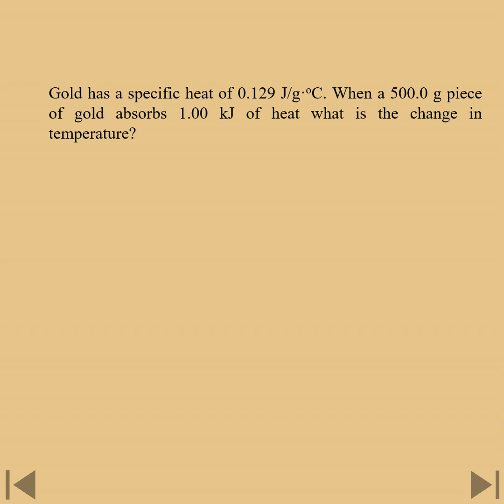Okay, next we're told gold has a specific heat of 0.129 joules per gram degrees C. When a 500 gram piece of gold absorbs 1 kilojoule of heat, what is the change in temperature? Okay, again, let's reach for our primary equation. Q is equal to lowercase m, lowercase c, delta T. You know, if you started with Q equals big C delta T and then recognize big C is little m times little c, we'd get to the same place. And now what are we after? What is the change in temperature? So we're after delta T.